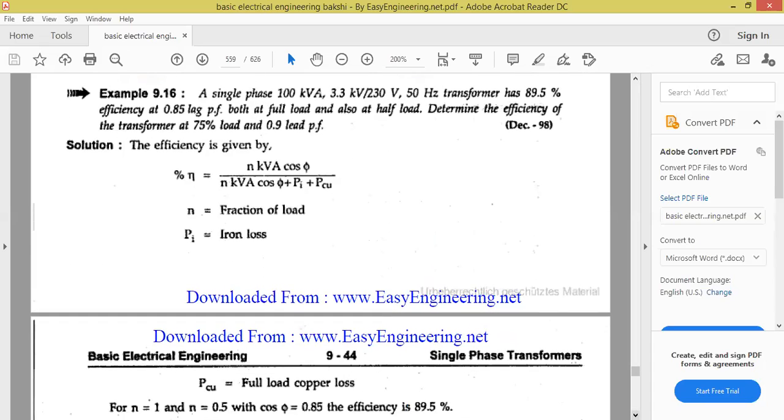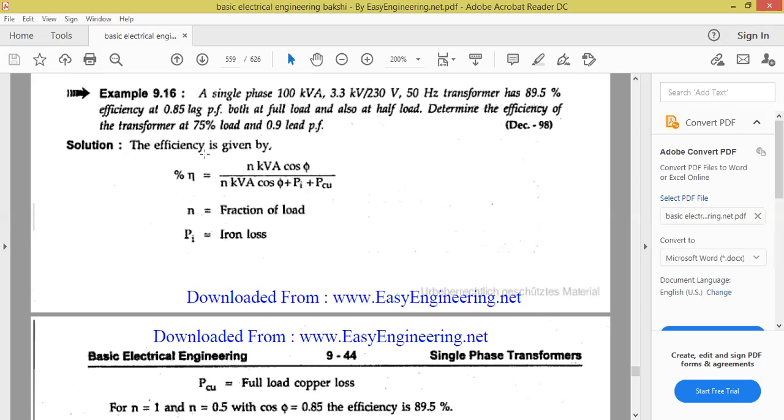So practice these problems on efficiency. Definitely you will get a single phase 100 kVA, 50 Hz transformer, 89.5% efficiency at 0.8 power factor, both at full load and also at off load. Two bits we have to do. Efficiency of transformer at 75%.